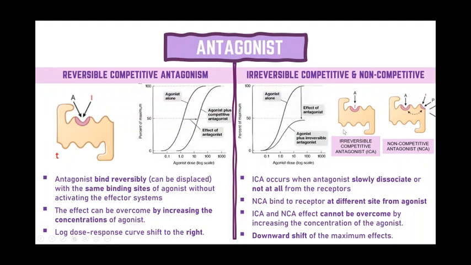In contrast, the irreversible competitive antagonist, which is non-displaceable, and the non-competitive antagonist cannot be overcome by increasing the concentration of agonists. Thus, you can see in the picture here a downward shift of the maximal effect, which will cause the agonists to be less efficacious in the presence of these two types of antagonists.